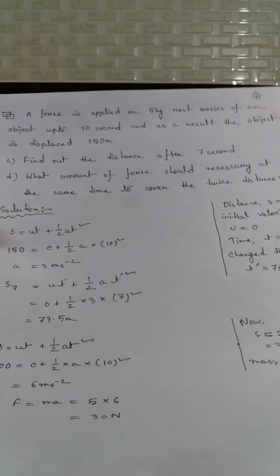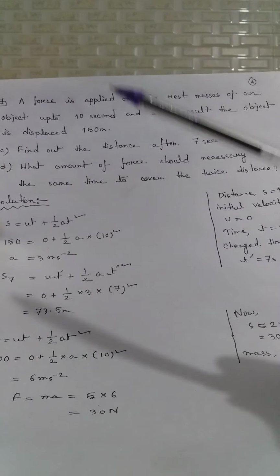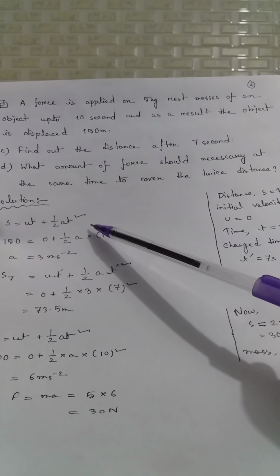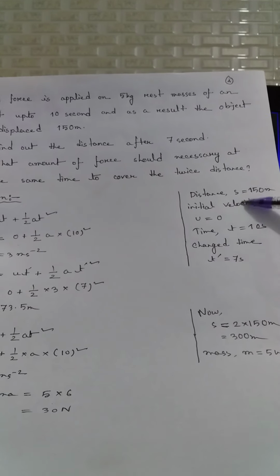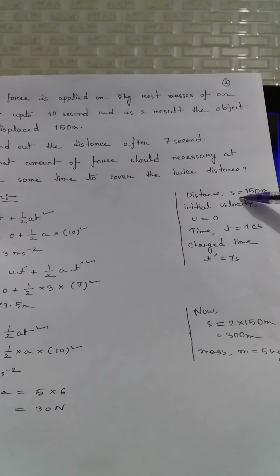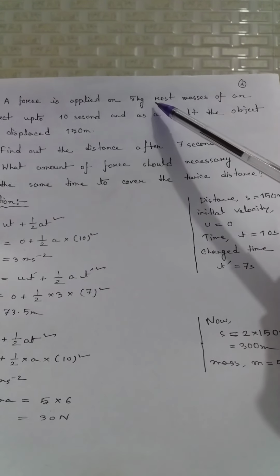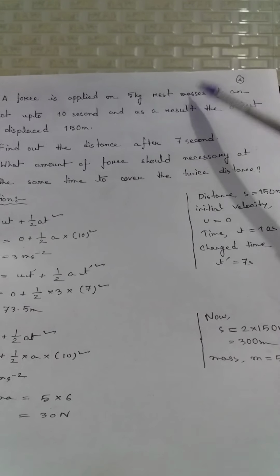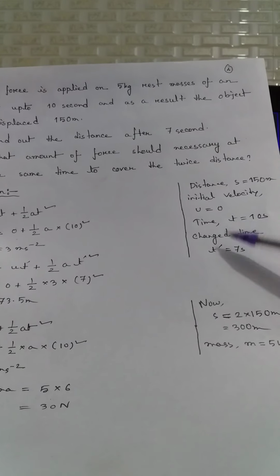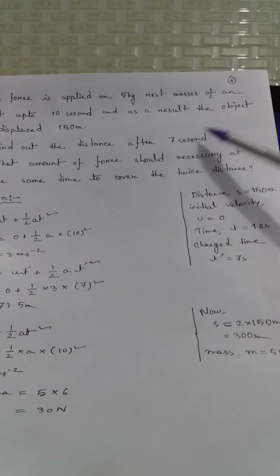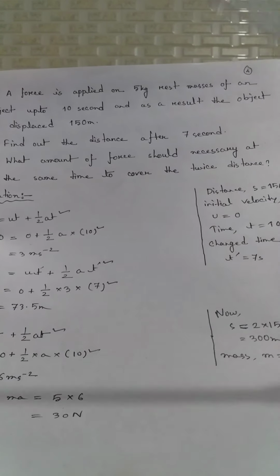So if we want to make the solution of question C, find out the distance after 7 seconds. After 7 seconds, if we want to measure the value of distance, we have to use this equation: s equals ut plus half at square. Before calculating, we have to record all the values given in my question. Here distance s equals 150 meter. Initial velocity u is 0, as in the stem it was told that the body was at rest, so its initial velocity was 0. Time t equals 10 seconds, and the changed time that is asked in the question is 7 seconds. At first we will consider the time 10 seconds, then we will calculate for 7 seconds.